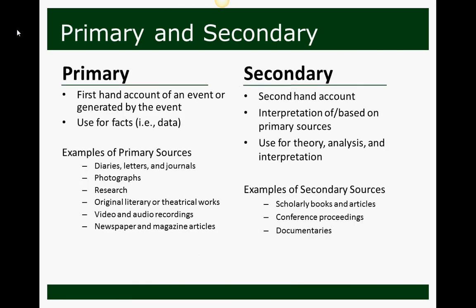Your next division is primary and secondary. Primary is a first-hand account of an event or something that was generated by the event, and a lot of times you can use primary sources for facts, like data. Examples: diaries, letters, and journals, photographs, original research, original literary or theatrical works, video or audio recordings, and newspaper and magazine articles from the time period. Secondary sources are secondhand accounts, interpretation of or based on primary sources, and are often used for theory, analysis, and interpretation. Examples include scholarly books and articles, conference proceedings, or documentaries.